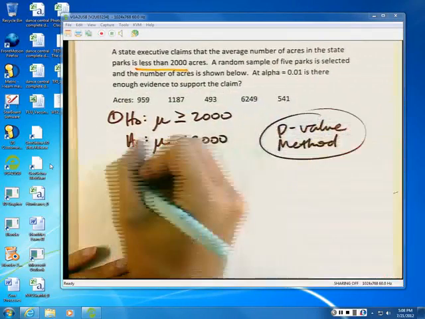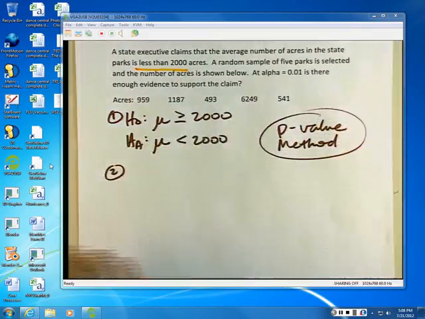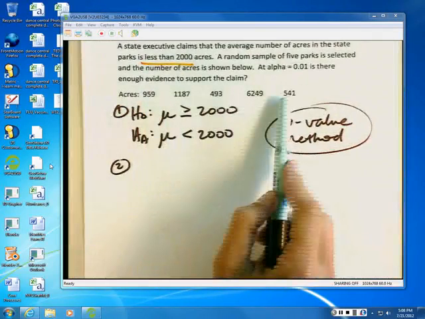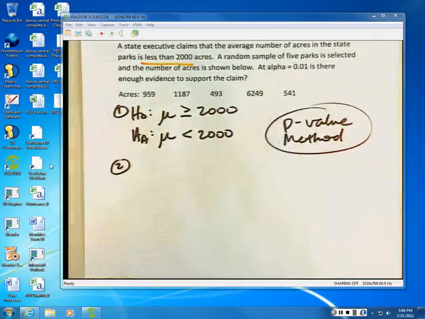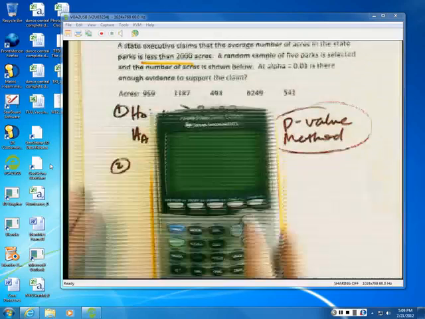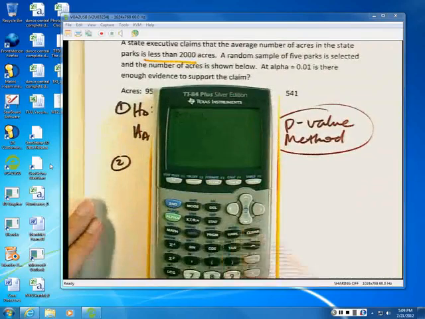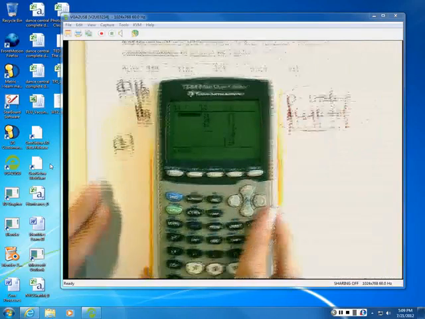So that means that for step number 2, I want to know what that p-value is. So I need to enter, look, it gave me data. It didn't give me what the average was, it gave me data. And I know that I need the average and the standard deviation. So in my calculator, I'm going to enter those data values. I'm going to put them into L1. I'm going to clear this. I'm going to go to Stat, Edit. I'm going to clear and enter L1. And I'm going to enter in these acreage.